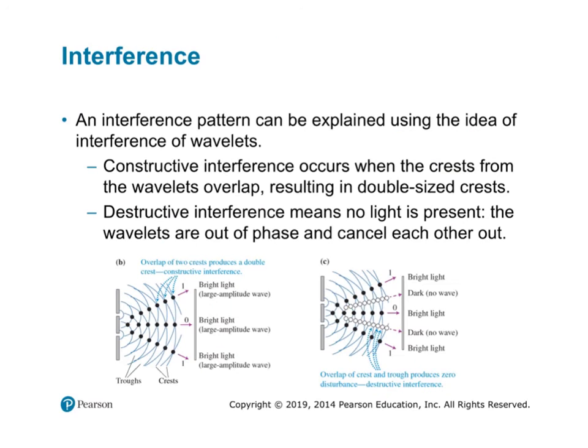So basically an interference pattern, which is what you're seeing on that screen, the bright and the dark fringes, as we call them, can be explained using the idea of interference of wavelets. Those tiny little sources of waves are interfering. Constructive interference occurs when the crests from the wavelets overlap, so you get double-sized crests. And destructive interference means that no light is present, so they're perfectly out of phase and they cancel each other out. I went through that on the previous slide, so I'm not going to go through that again.